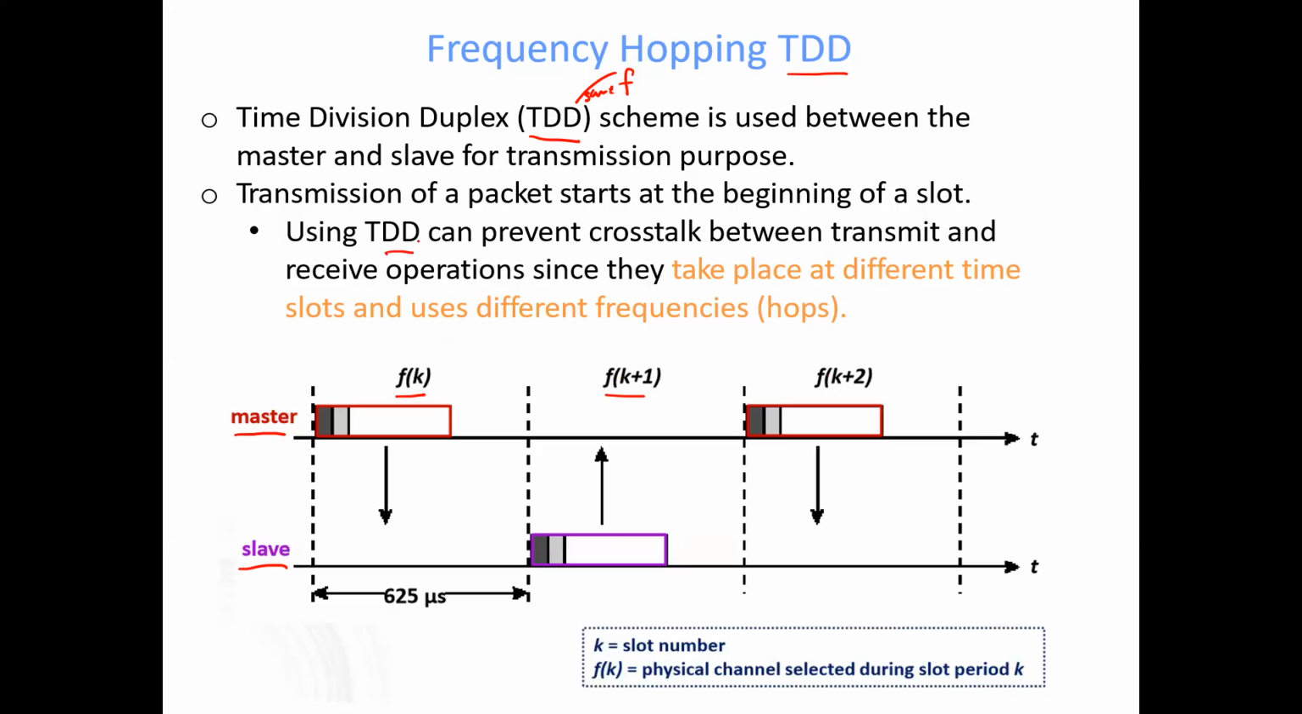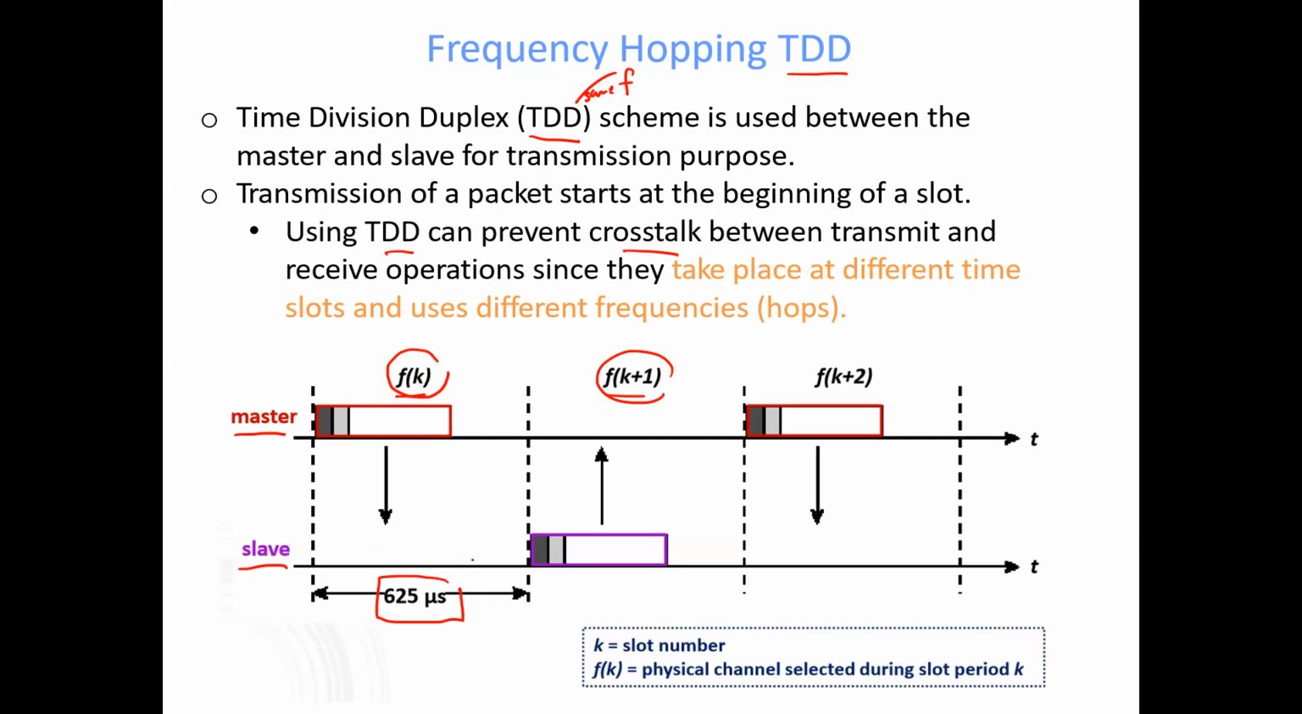It is mentioned here that TDD is used to prevent crosstalk between transmit and receive operations, and it takes place in different time slots with different frequency hops. So by using different frequency hops like this, the master sends in this period. When the master transmits, the slave cannot. This is the way TDD works. It's not real time, but there are two channels to transmit between master and slave. If the master wants to transmit, the slave cannot.